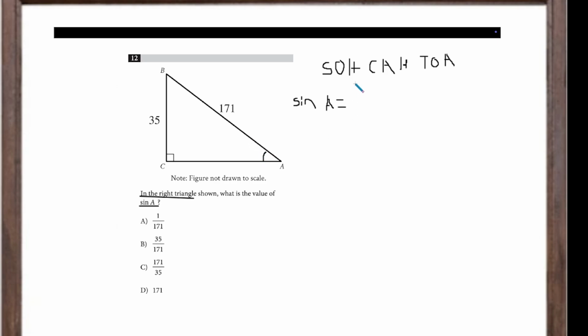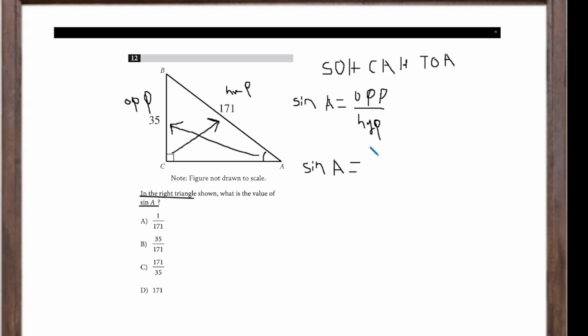So we have sine A is equal to opposite over hypotenuse. Now we want to know what our opposite and hypotenuse sides are. 171 is directly across from our 90-degree angle, so we know that's our hypotenuse. And we have 35 that's directly across from our angle theta, or A in this context. So our opposite side is 35. So sine A, which is opposite over hypotenuse, is 35 over 171.